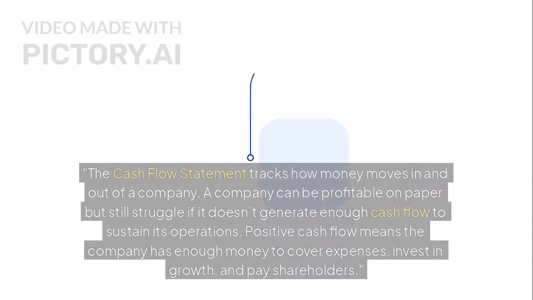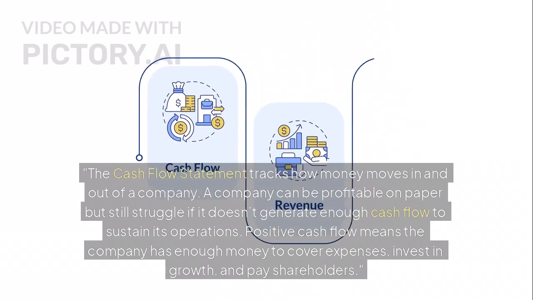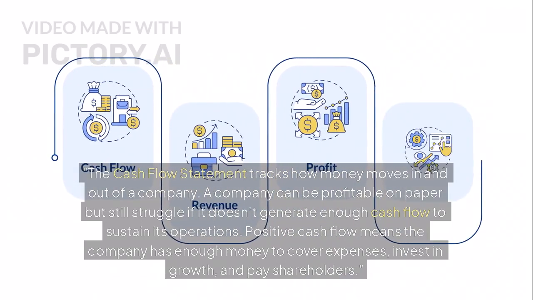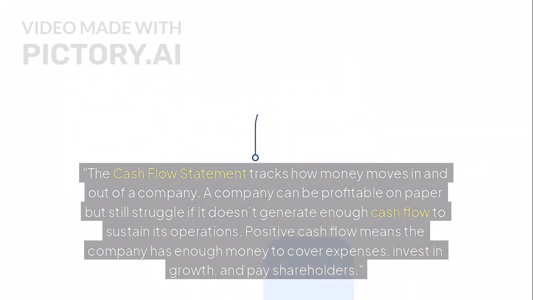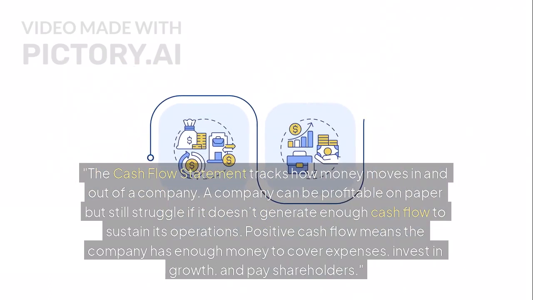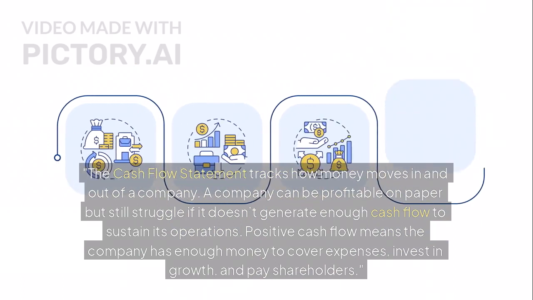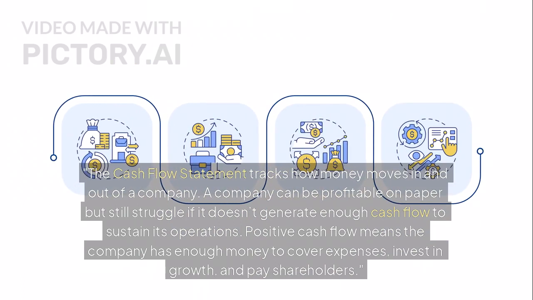The cash flow statement tracks how money moves in and out of a company. A company can be profitable on paper but still struggle if it doesn't generate enough cash flow to sustain its operations. Positive cash flow means the company has enough money to cover expenses, invest in growth, and pay shareholders.